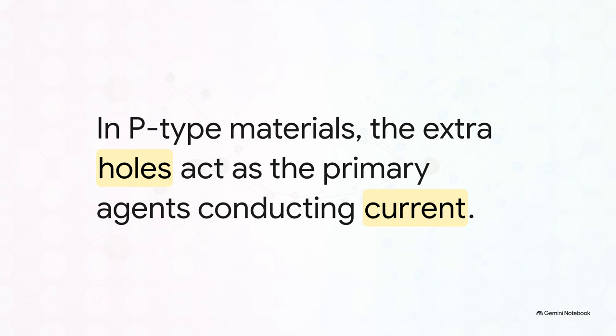Since it's missing a negatively charged electron, the hole itself actually acts as a positive charge. In a P-type material, these positive holes become what we call the majority charge carriers. They are the primary agents responsible for conducting electrical current through the material.